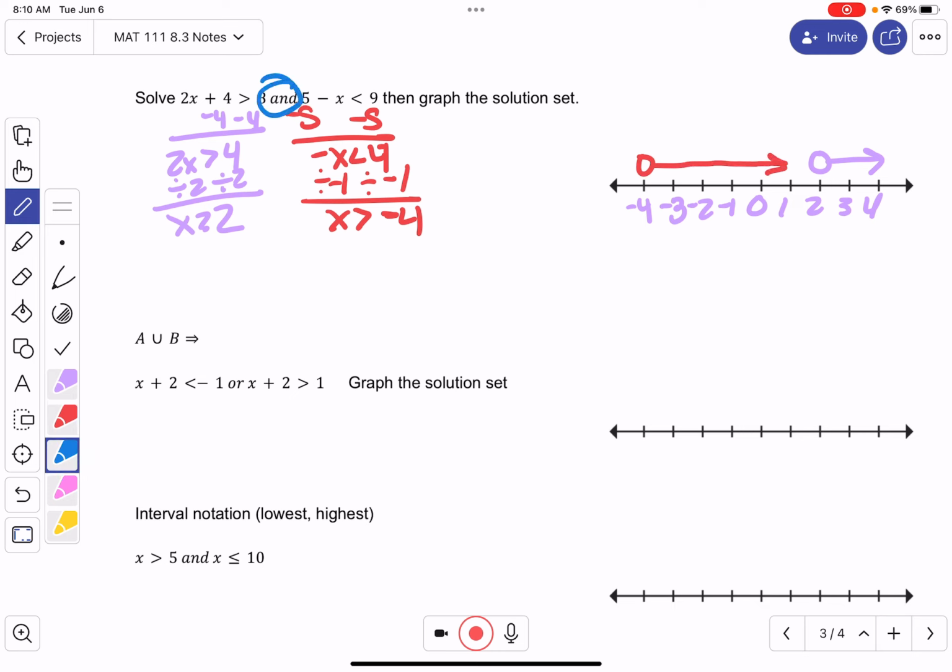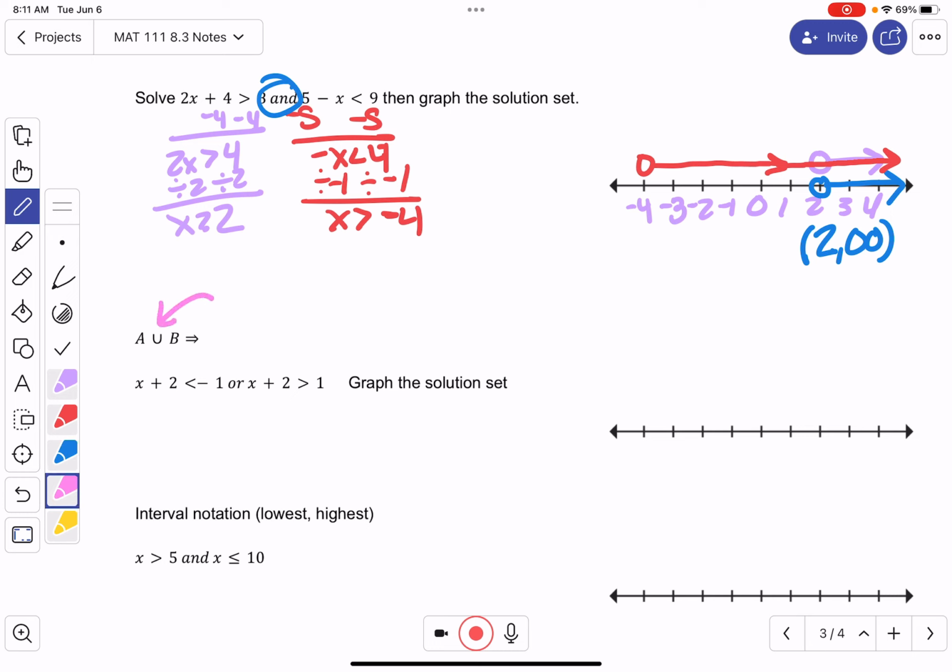The "and" tells us we only graph the part that's both. Since that red one goes on forever, really the purple part is where they would overlap. Because if the red kept going, it would overlap on the purple. We just can't count the open circle. So that's how you would graph it. If we were going to write that in interval notation, we start at 2 and go up forever.